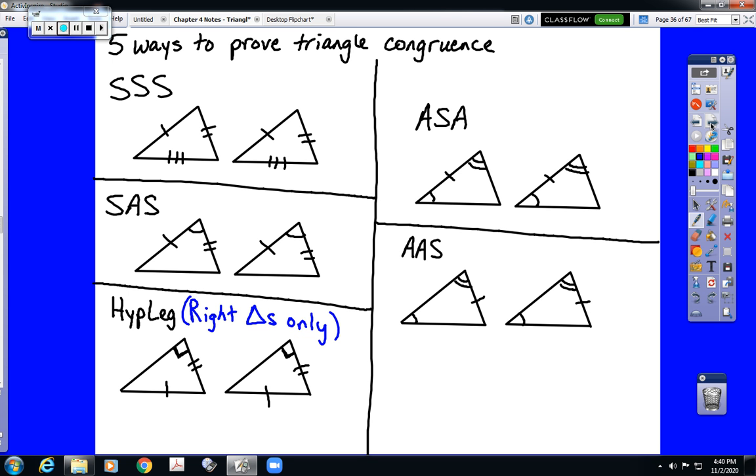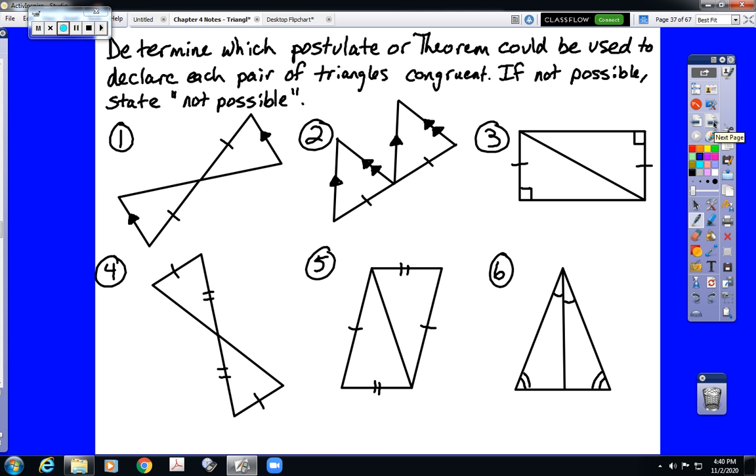So the last thing in this video is going to be the major non-proof skill in this section, which we actually saw illustrated in a video last section as well, with fewer options for answers. It says determine which postulate or theorem could be used to declare each pair of triangles congruent. If it's not possible, state not possible.